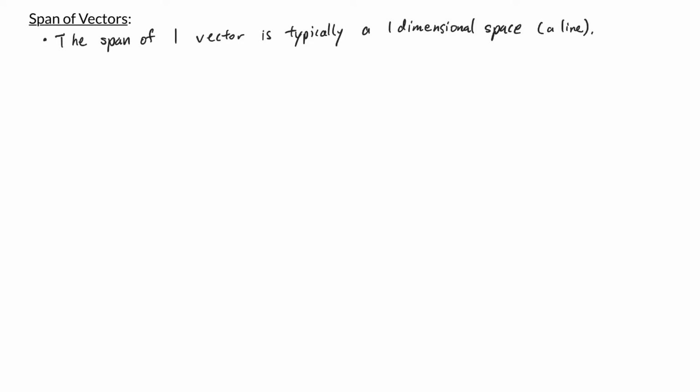Before we end this video, I want to talk a little bit about the span of vectors. When we look at the span of one vector, we typically have a one-dimensional space, right? If I draw my xy plane and I draw a vector, then the span of that vector consists of all scalar multiples of that vector, which means that I'm going to get all vectors along this line.